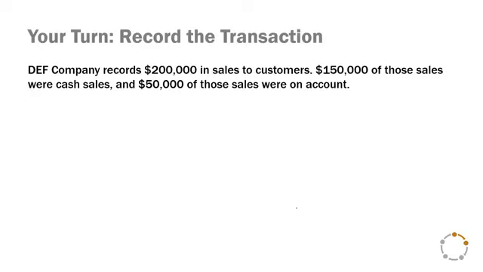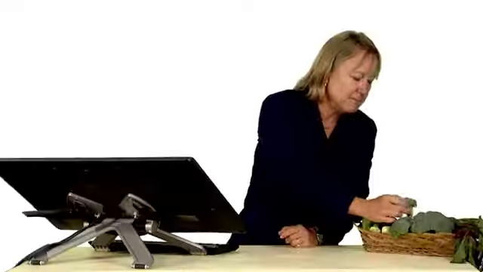Okay, the first transaction. DEF Company records $200,000 in sales to customers. $150,000 of those sales were cash sales and $50,000 were sales on account. Remember, you need to write the journal entry to record the transaction, and then you need to record the impact on the individual T accounts affected. Take a few minutes, give it a try, then come back, we'll see how you did. In the meantime, just so you don't feel alone, I will eat some broccoli as well.